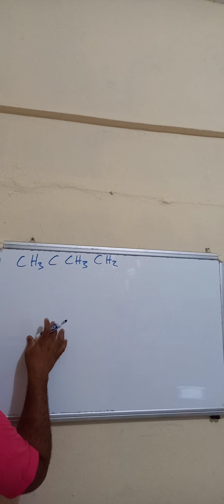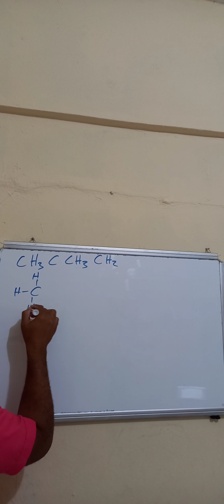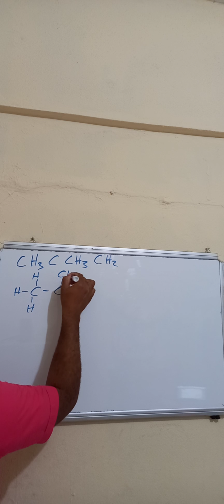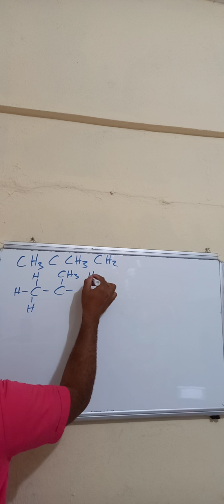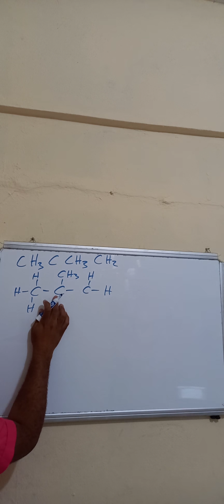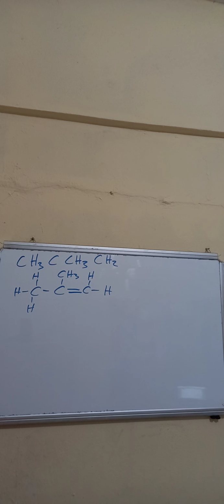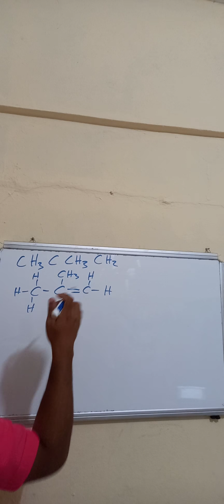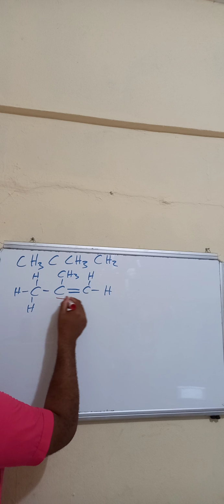That would be, right, so CH3, CH3, CH2. That means this carbon needs an extra bond, this one needs an extra bond. So it should be a double bond. So let's see if this one exhibits geometric isomerism. So again, locate the double bond. Alright, this is it.